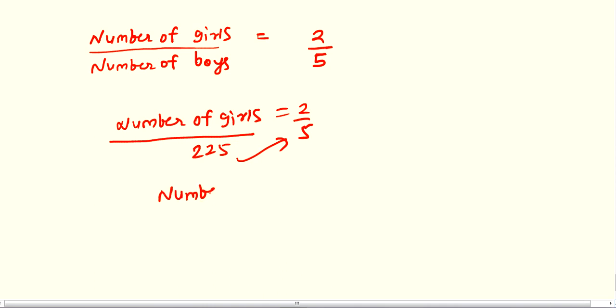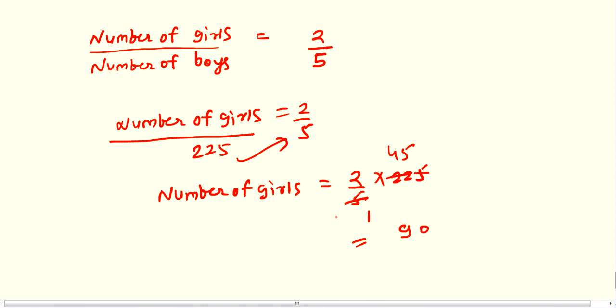So number of girls equals 2 by 5 into 225. Now 5 1s are 5, 5 4s are 20, 2 remaining. Then this 5 will become 25, 5 5s are 25. Now 2 into 45, 90. Means 90 girls are there. This is the answer of the first question.